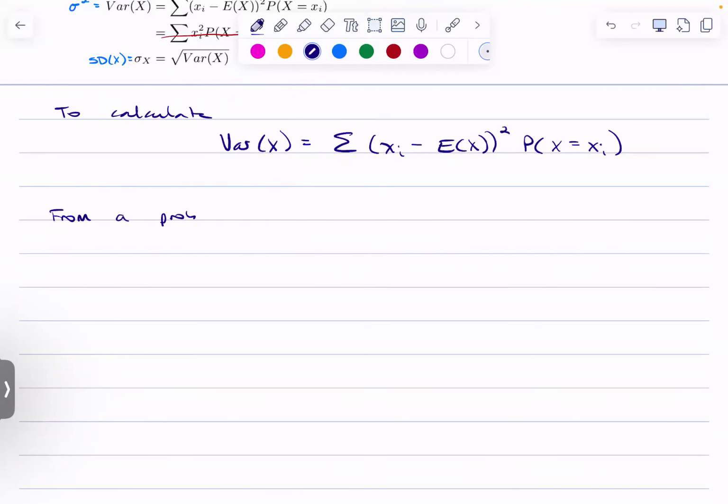That probability distribution looks like this. Xi, let's say x1, x2, x3, x4. We just have 4 things for now. Each has a probability that x equals xi.